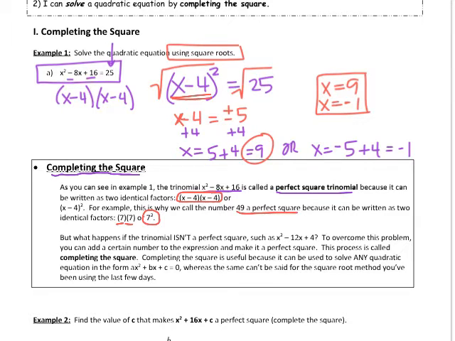But what happens if a trinomial isn't a perfect square, such as this one right here? To overcome this problem, we can add a certain number to the expression and make it a perfect square, and this is what we call completing the square. So we're going to learn how to make an expression that is not a perfect square into one that is, and it's useful because it can be used to solve any quadratic equation if it's in the standard form, and that can't be said for the square root method that we've been practicing in class already.